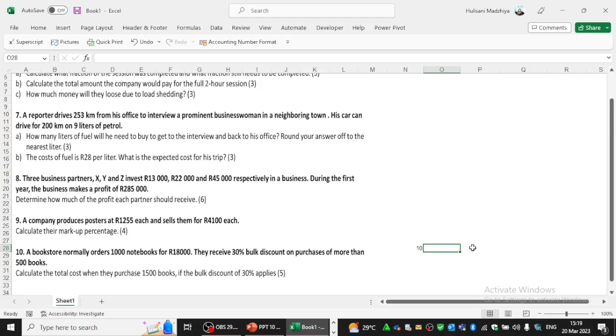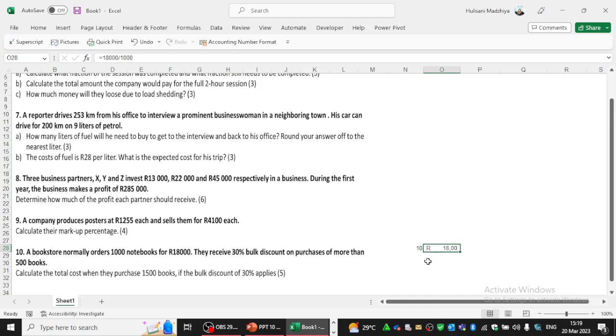So meaning that if we buy 1,000 notebooks, we're going to buy them for 18,000. So meaning that each notebook will be equal to 18,000 divided by 1,000. So therefore each notebook is costing us 18 rand. So it's going to cost us 18 rand.